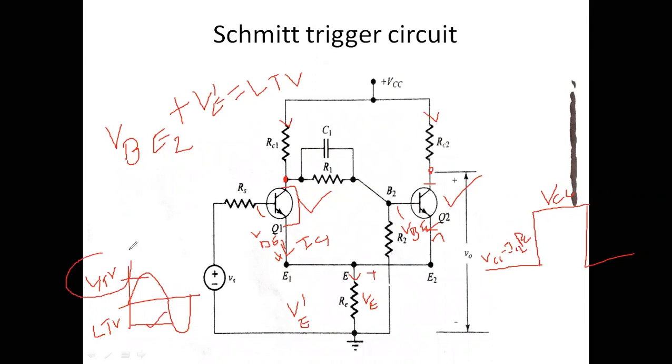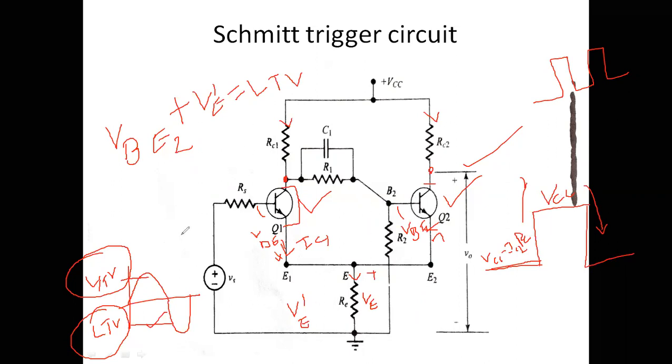Therefore we have two voltages here, the upper threshold voltage and the lower threshold voltage. At the upper threshold voltage, Q1 becomes on. At the lower threshold voltage, Q2 becomes on. Therefore your circuit will oscillate. You are collecting the output at this point only, so this is the output point. Your output changes from the VCC minus ICRC level to the VCC level, and again falls to the same level. Therefore you are going to get pulses like this.